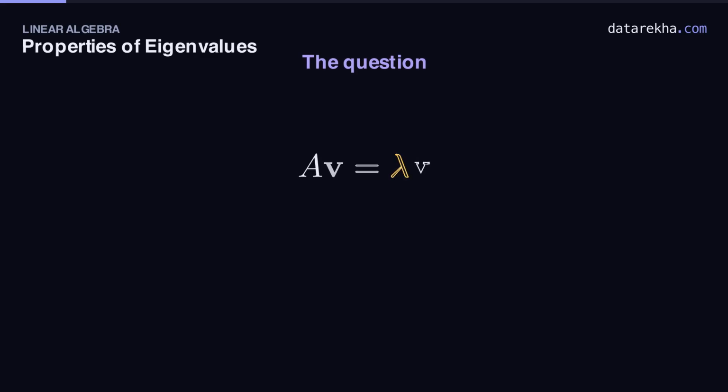Last time we met the eigenequation. A matrix A times a special vector V gives back just a number lambda times that same V. The vector keeps its direction. Lambda tells you how much it stretches.